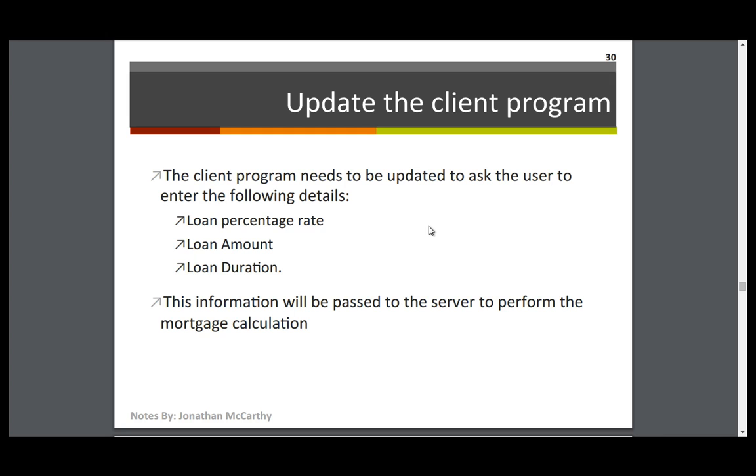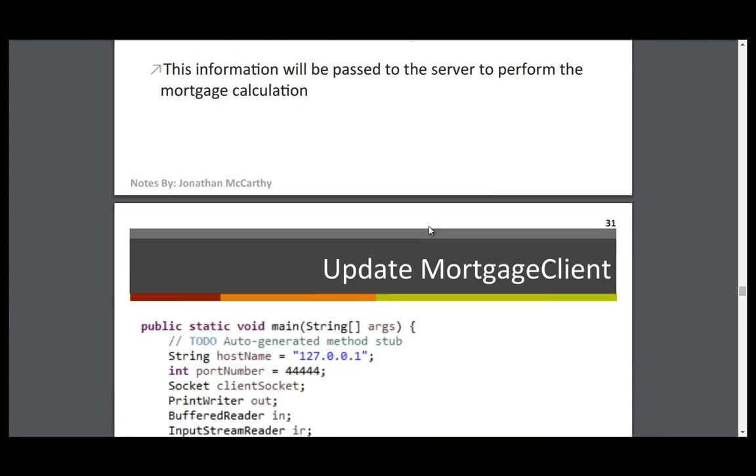Now we need to update the client program. We have told the server the client's going to send you a string that's saying init calculation. Once we receive this, the client's going to send you a further 3 pieces of information, which you're going to need to perform the mortgage calculation: the loan percentage rate, the loan amount, and the loan duration. The server has been set up to receive all of these, but now we need to update the client. We need to get this information in through our console window and then send it over to the server. So we are going to update the client program right now.